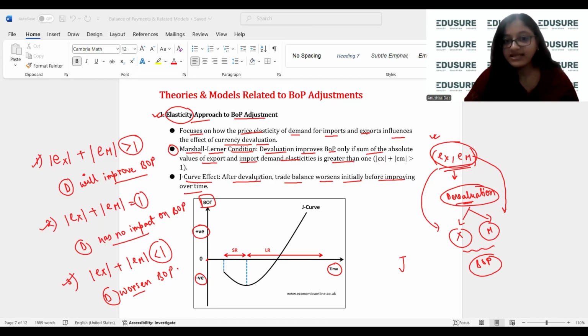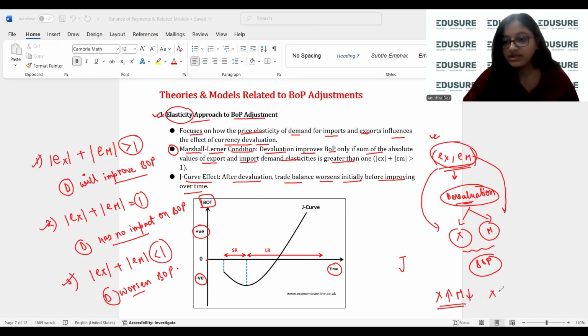Now, what happens if you devalue? If your currency gets devalued, what does it mean? The value of your currency is getting lower with respect to the foreign currency, right? Devaluation means the value of your currency is coming down with respect to the foreign currency. If this happens, what will happen? The exports will become cheaper, the imports will become more expensive. So eventually, if you devalue, exports will start to rise and imports will start to fall. So your trade balance should improve.